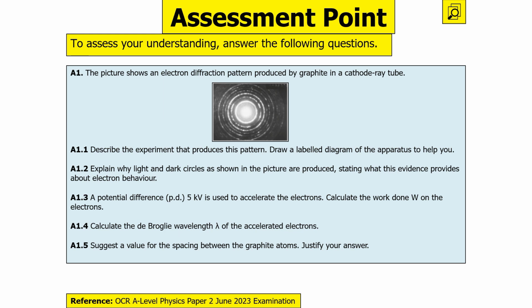The next question shows a picture which has the electron diffraction pattern produced by graphite in a cathode ray tube. So describe the experiment that produces this pattern. You can draw a labeled diagram of the apparatus to help you. Explain why the light and dark circles are shown in the picture produced, stating what this evidence provides about electron behavior. A potential difference of 5 kilovolts is used to accelerate the electrons. Calculate the work done on the electrons. Calculate the de Broglie wavelength of the accelerated electrons, and suggest a value for the spacing between the graphite atoms. Justify your answer. So pause the video now, then unpause the video when you want to go through your answer.